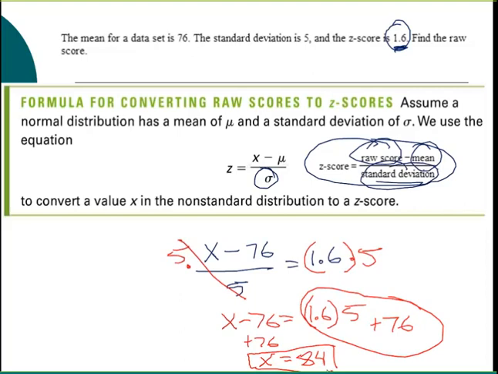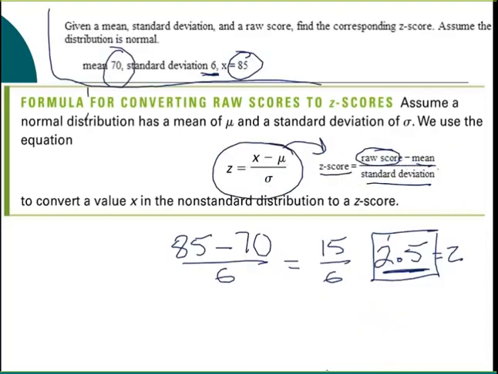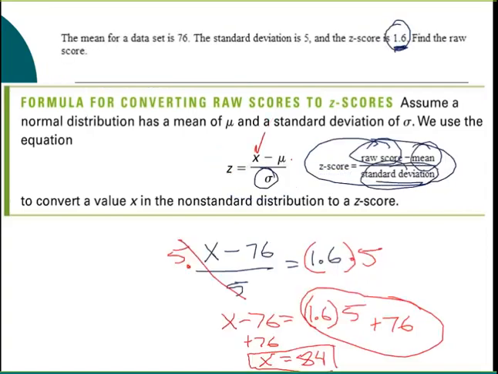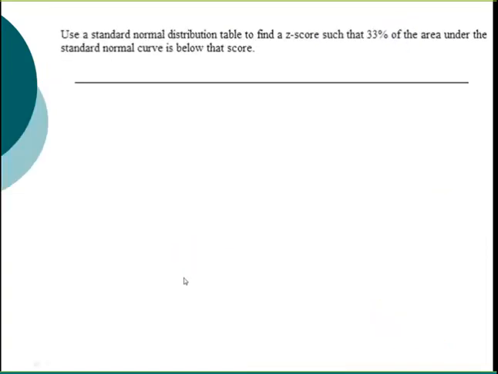All right. So this is just a little bit different than the last problem. It's giving you a different part of the data. So instead of looking for the z-score, we were looking for x in this problem. Okay. Here we go. Then standard normal distribution table.